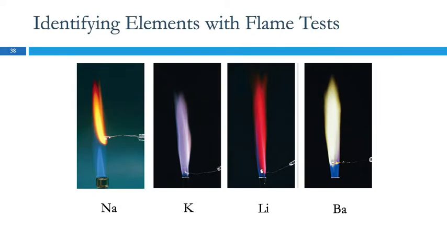So identifying elements with flame tests is a very, very old technique. Sodium gives a very bright yellow, orangish light. Potassium's green. Lithium is this beautiful red color, and barium has this really faint greenish color. And so you can put different elements in a flame, and the color of the flame can tell you what the element is.